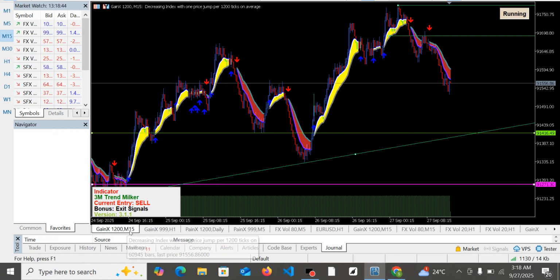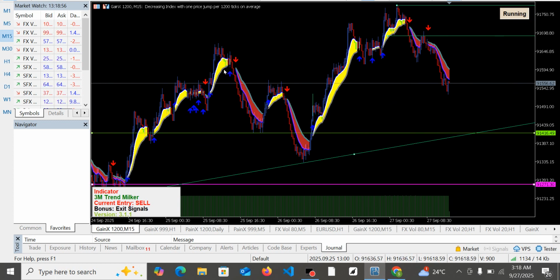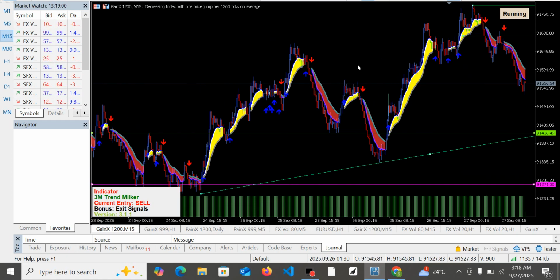This is Genex 1200, and I'm on the 15 minutes time frame, and I'm using the 3M Trend Milker custom made indicator on my charts. Okay, so let's see what is happening right here. If we look at this movement, it had been bullish for a while, right from this support zone, got to this region, had a major pullback, or probably changed the direction of the trend at this point to get to this particular support region.